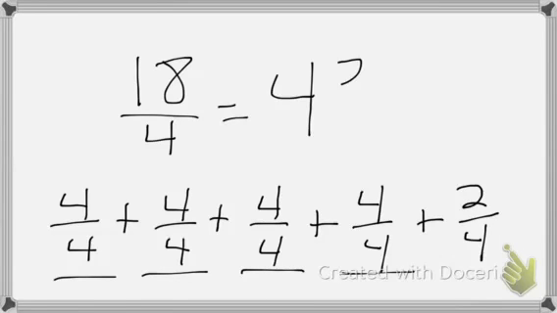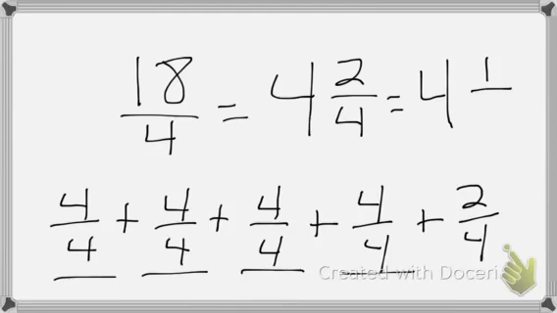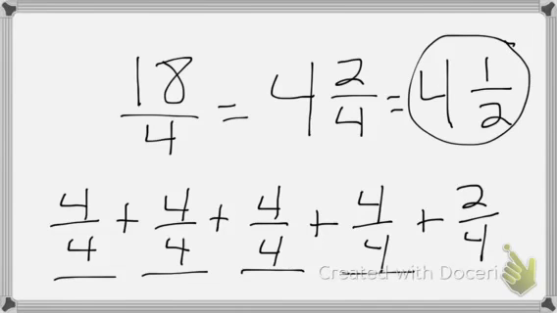4 and 2/4. And now, after all that, you're still not simplified, because now you have to divide the top and the bottom by a common factor. Because 2 and 4 share a common factor of 2. So we keep the whole number 4, and now you divide the 2 by 2 to make 1, and 4 divided by 2 to make 2. So after all that, 4 1/2 is your answer.